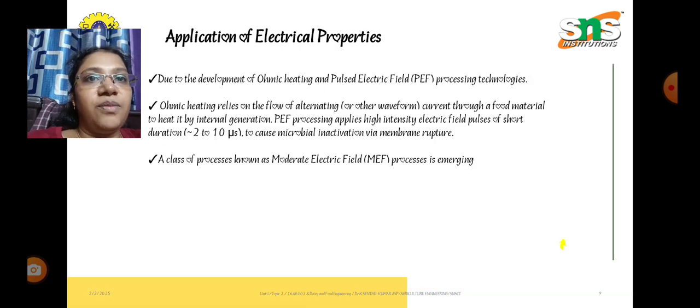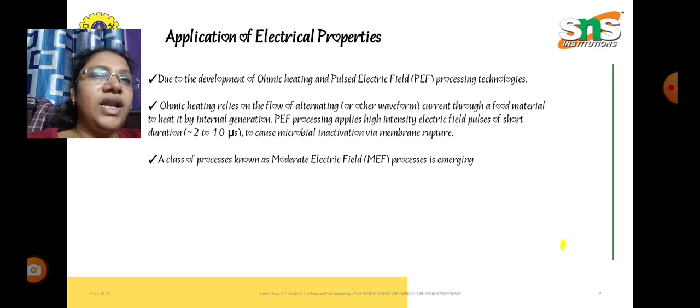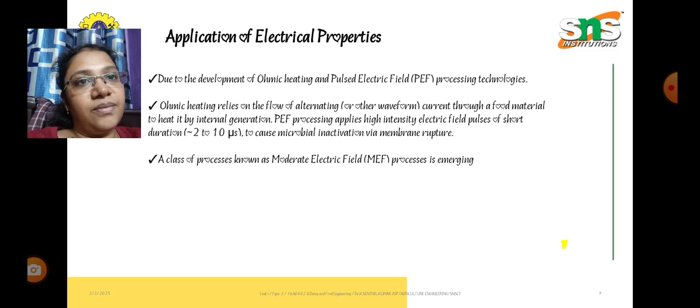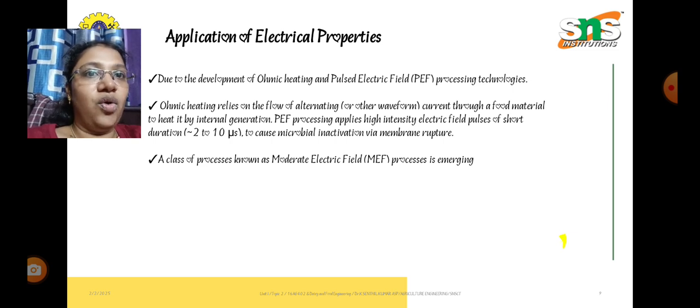Application of this electrical property is mainly in ohmic heating and PEF, pulsed electric field processing techniques. Ohmic heating is nothing but the flow of current through the food material to heat it by internal generation.